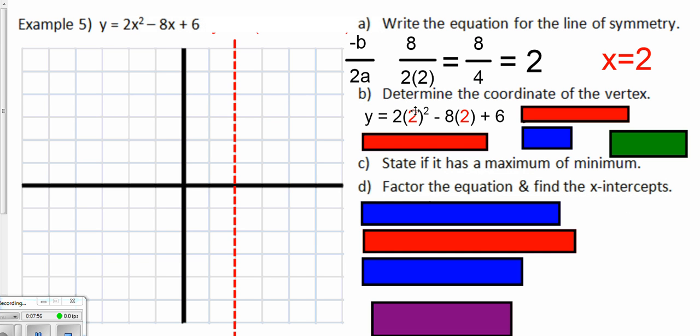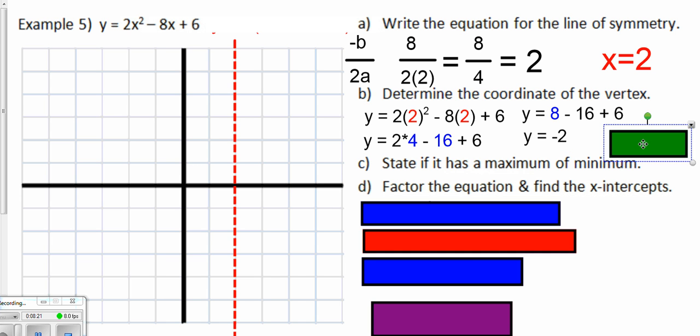Now from here, 2 squared is going to be 4. 8 times 2 is going to be 16. So we have 2 times 4 minus 16, and then add 6. 2 times 4 is, of course, 8. So we have 8 minus 16 plus 6. Well, 8 minus 16 is going to be -8. Add on that 6, and we're up at -2. So our vertex is at the point 2, -2. So where x is 2 on the line, go down 1, 2. Here's our vertex.